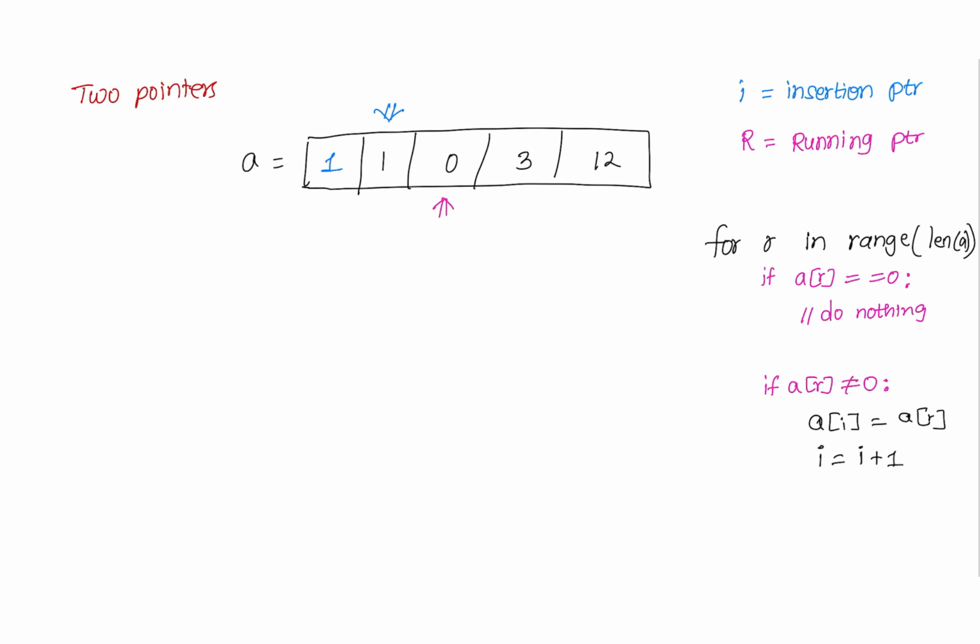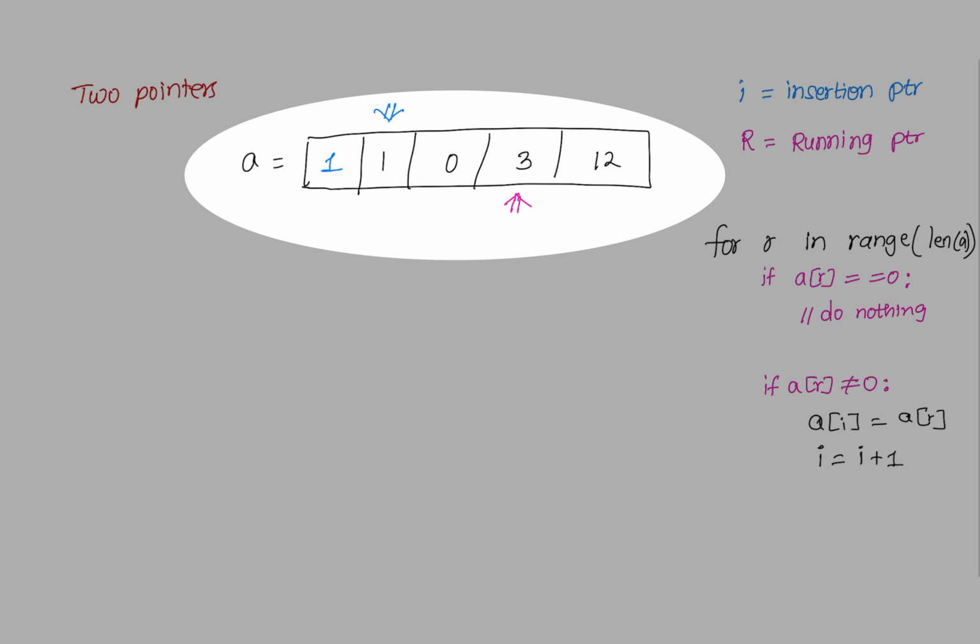Another 0. It's 0, so we can skip. The running pointer goes to the next and finds 3, which is non-zero. So check where the insertion pointer is. It is at index 1. We place 3 there. After that, we increment the insertion pointer. Let's keep going. The running pointer is at 12, which is non-zero. We place it at the insertion pointer's position and increment the pointer again.